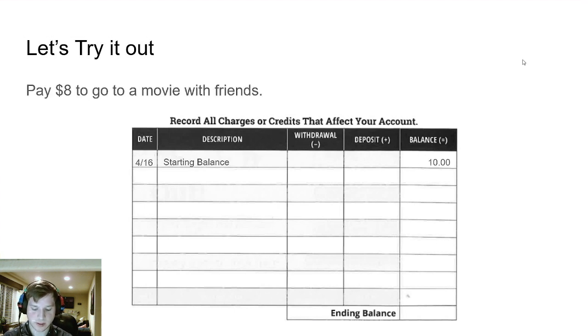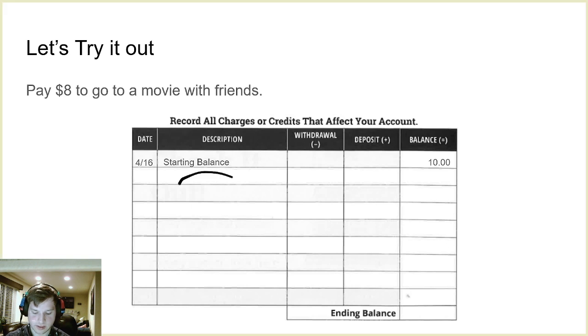Okay, next we're going to pay $8 to go out to a movie with friends. So we're going to take money out of our account, so that's going to be a withdrawal. Today's date is the 16th again, so 4/16. And we're going to go to a movie with friends, and we're going to take $8 out of our account. Since I'm taking money out of the account, I need to subtract. So I have $10 minus $8.